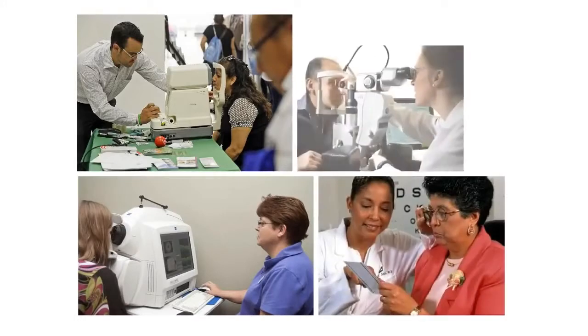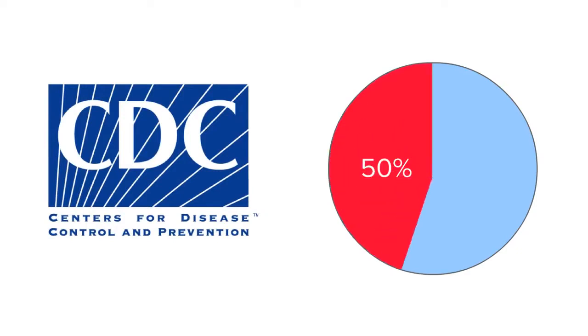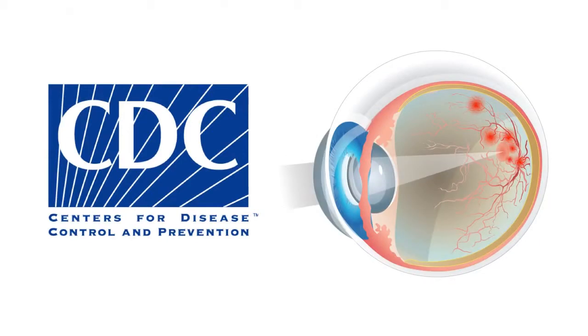Anyone with diabetes should have comprehensive eye exams every year, or as recommended by their doctor, before experiencing any changes in vision. According to the Center for Disease Control and Prevention, up to 50% of diabetes patients do not get their eyes examined or are diagnosed when it is too late for treatment to be effective.